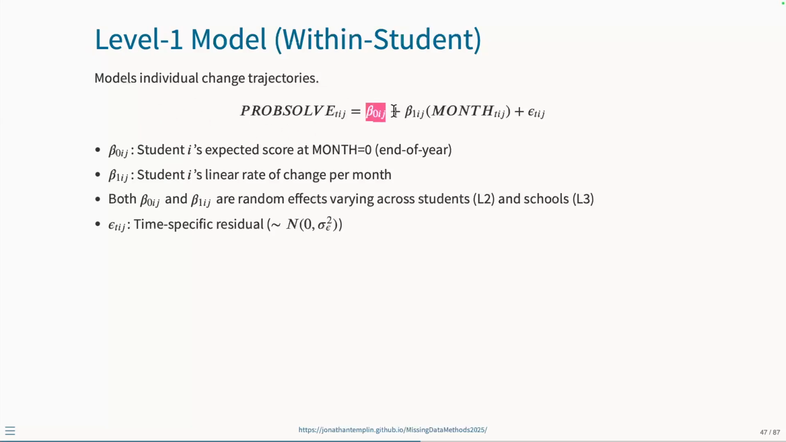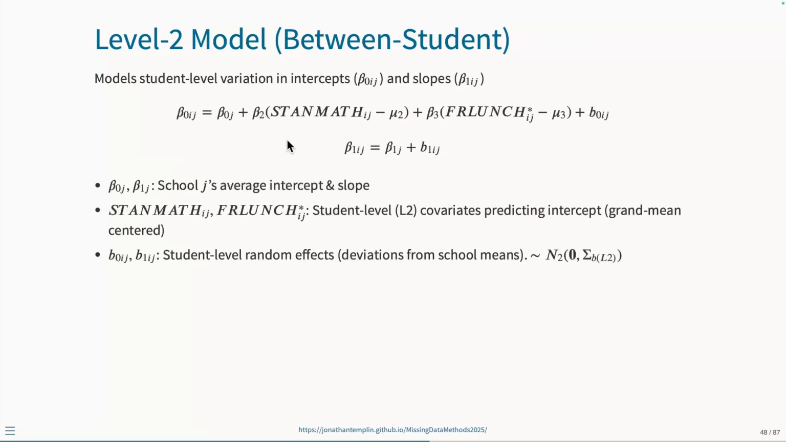We have a random intercept for time within person. So this is the expected score for student I at month 0. And then this is the linear rate of change per month for student I. Both of those are random as well. So we have the between student model itself, where we take the standardized math score for a student at the end of the year, or the free and reduced lunch status of a student, mean centered in each of those cases, and put those in to predict the random intercept. Here, the random slope again is allowed to not have any predictors. I don't know why you do that.